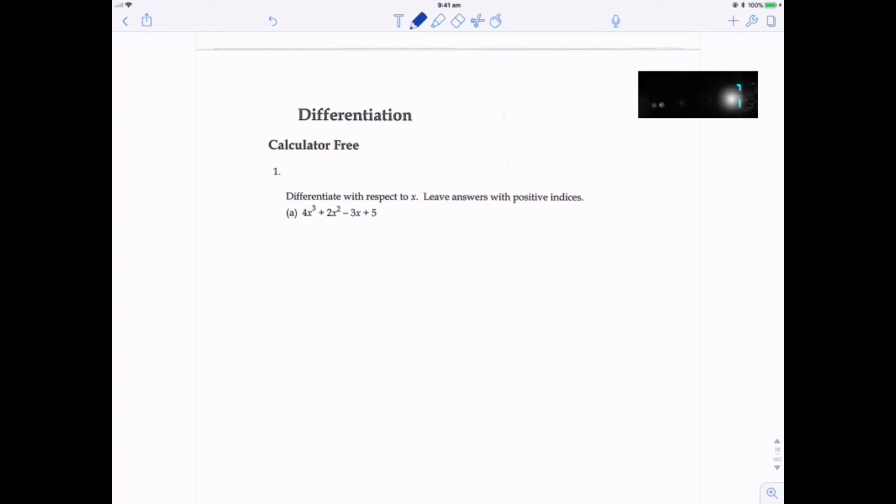Okay, let's go through the answers to some of these questions. So in question 1a, we need to differentiate the following and leave the answer with positive indices. So our function is 4x cubed plus 2x squared minus 3x plus 5.